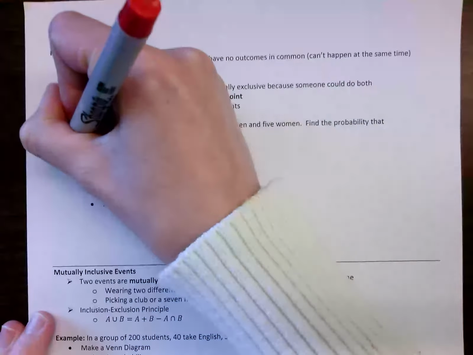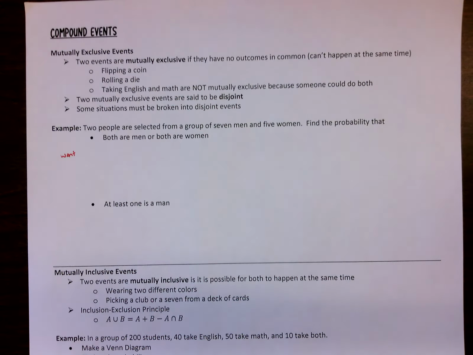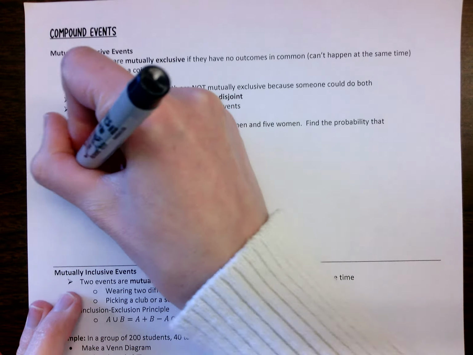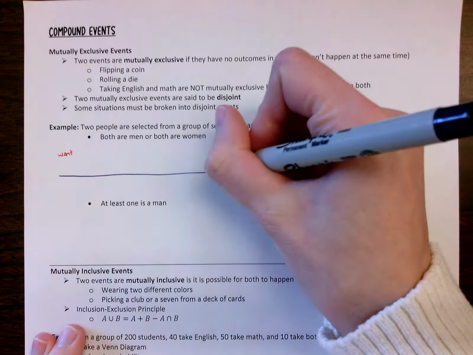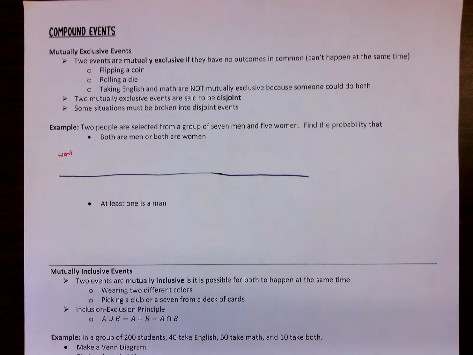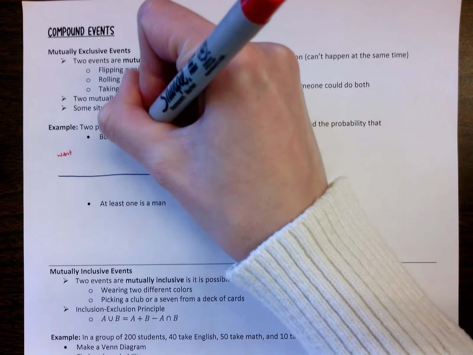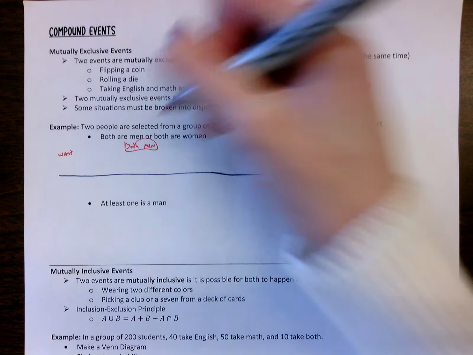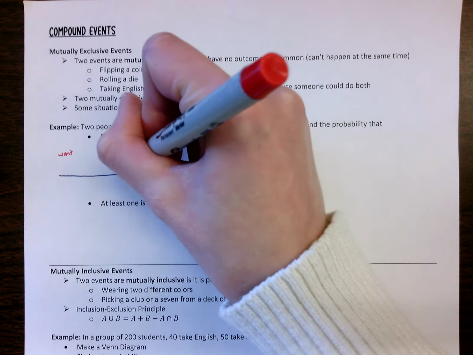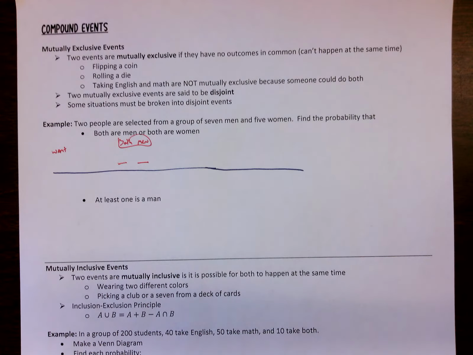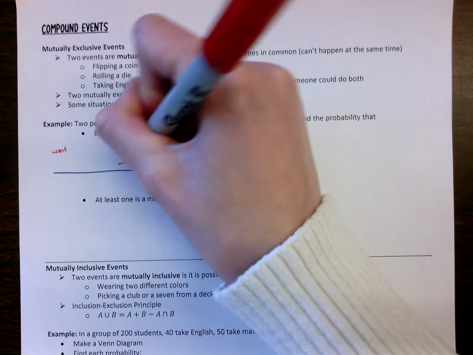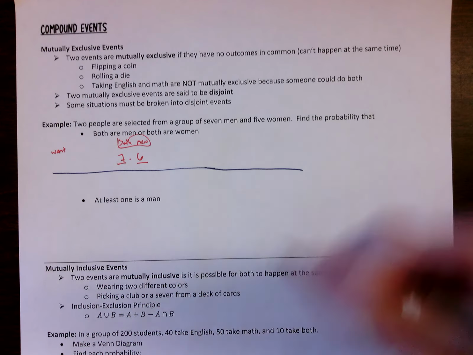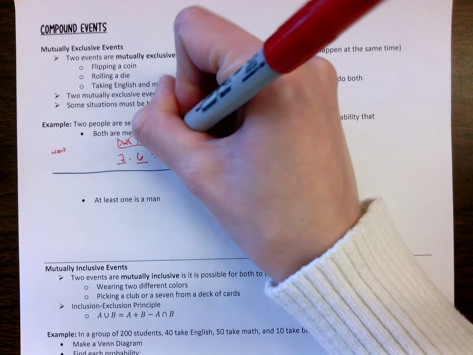So when we look at the ways to get what we want versus the possible outcomes, I'm going to set up my fraction here. When we set up what we want, there are two possible outcomes. First, they could both be men. If they're both men, then I'm going to have two slots, where there's 7 men, so 7 times 6. The order in which they're selected does not matter, so I'm going to divide that by 2 factorial.